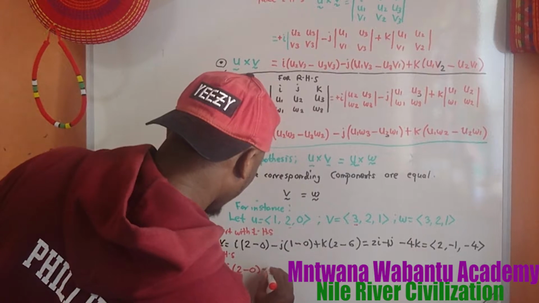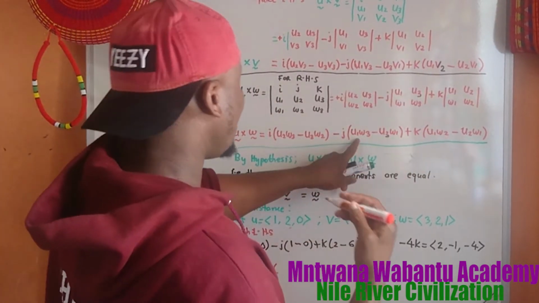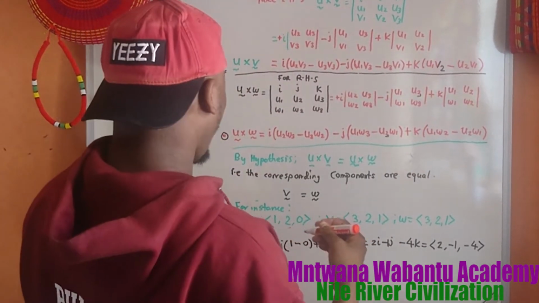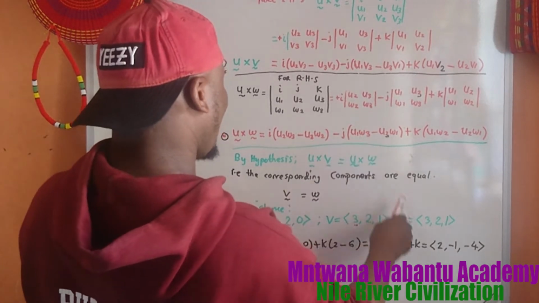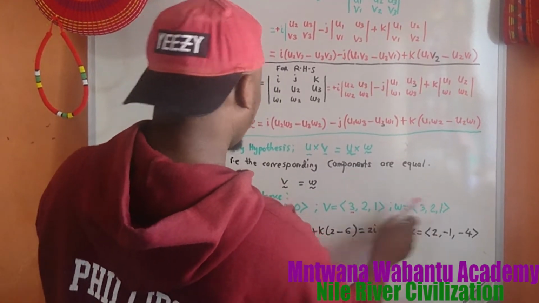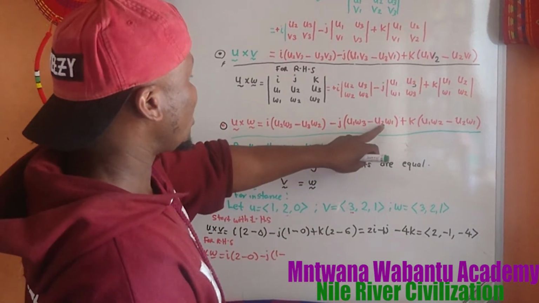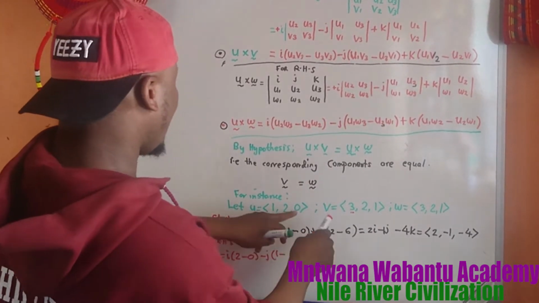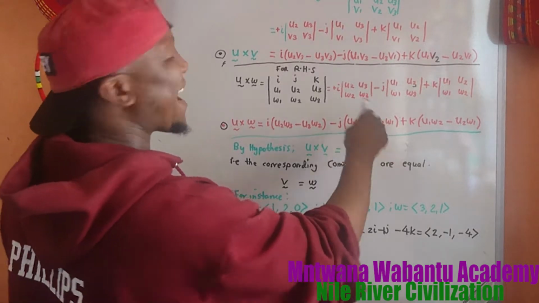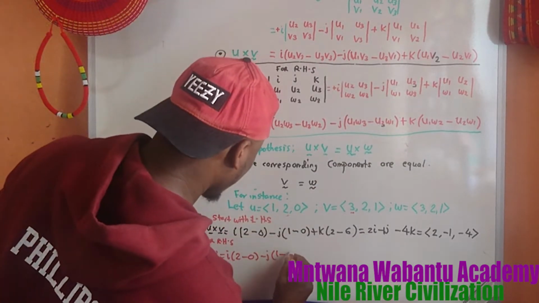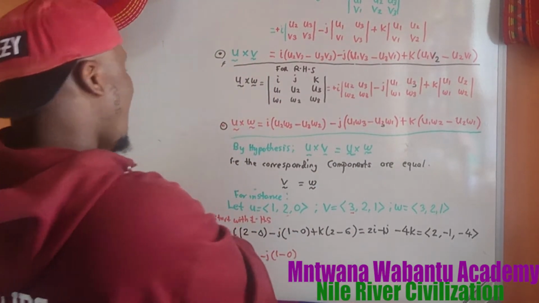Now minus j. Now we go u1. What is u1? u1 equals 2 times w3. What is w3? 1. So 1 times 1 equals 1. Then we minus. Now we go for the next one, u3. What is u3? Our u3 equals 0. So 0 multiplied by anything is 0, so I don't even have to bother. Just say 0.